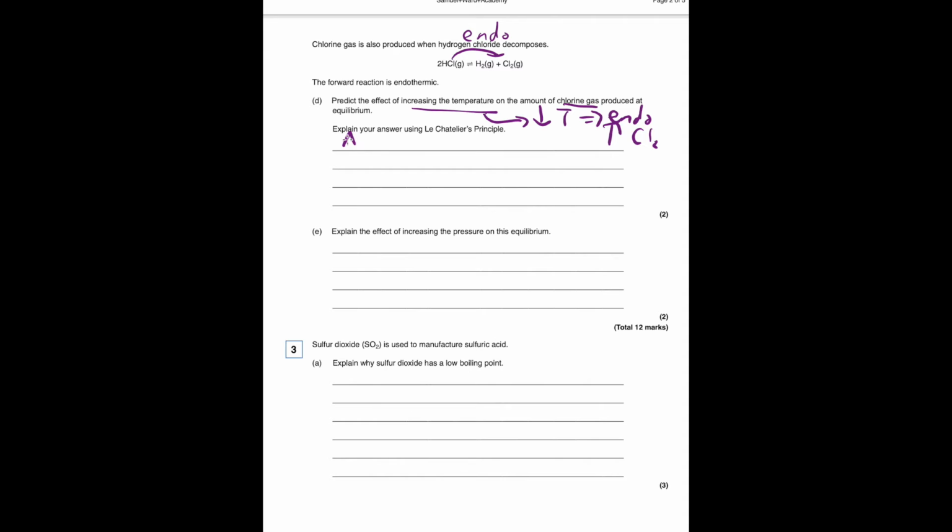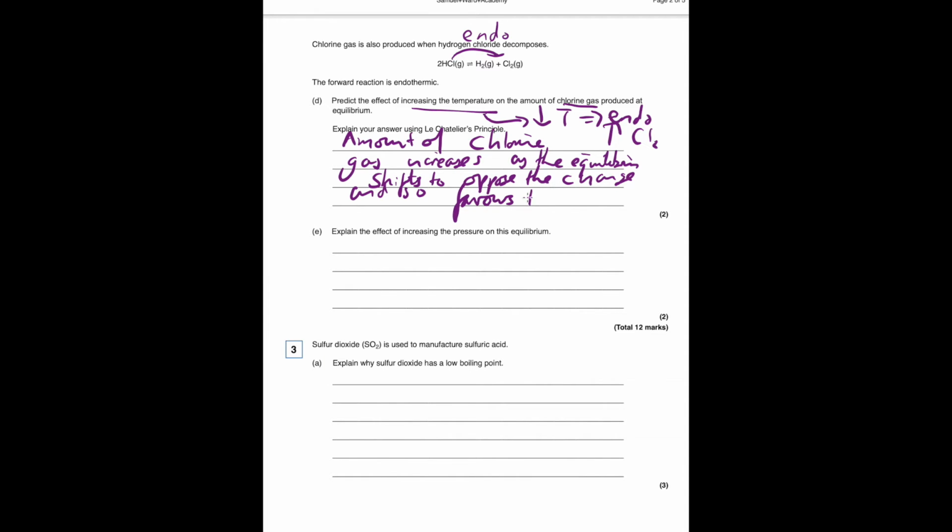So our amount of chlorine gas increases as the equilibrium shifts to oppose the change, and so favours the endothermic reaction.